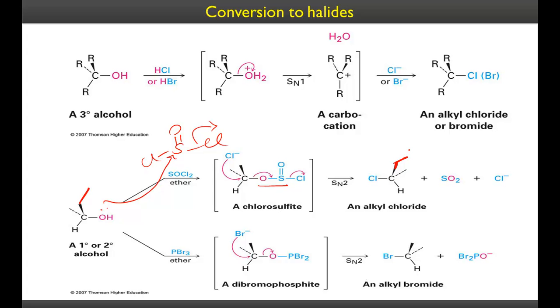So you have 50% R and 50% S. As a result, you lose the stereochemical integrity. You get a racemic mixture. But when you have these reagents, you do an SN2 reaction. As a result, you have stereochemistry, but that stereochemistry is inverted. Right?